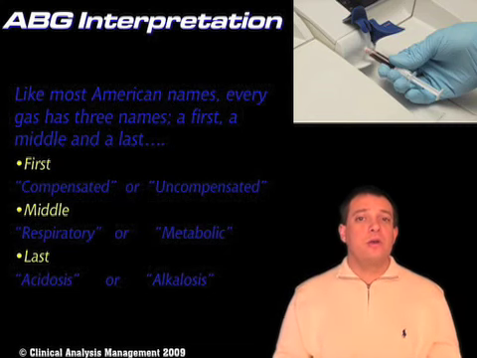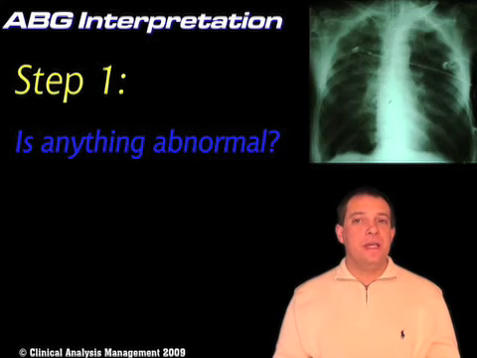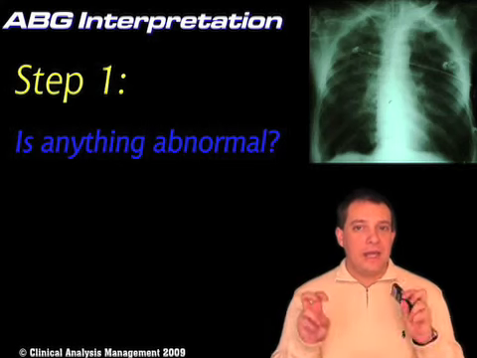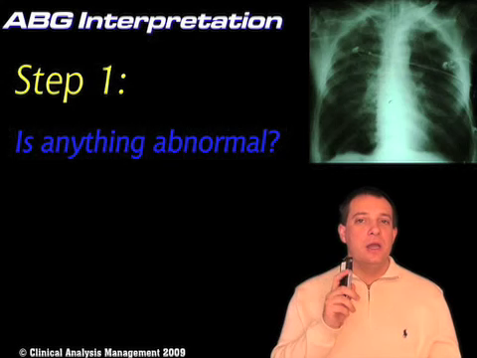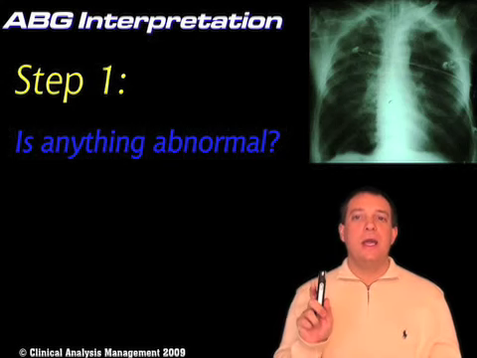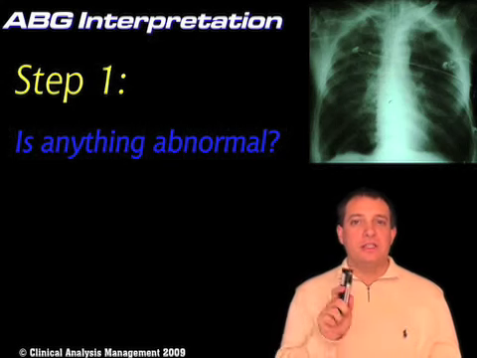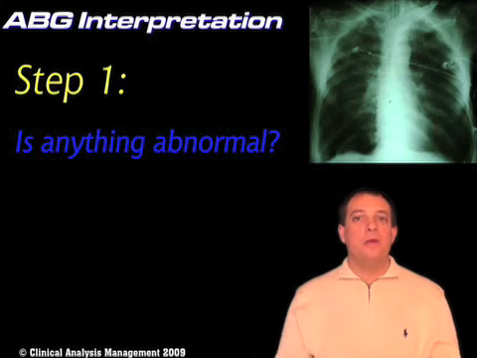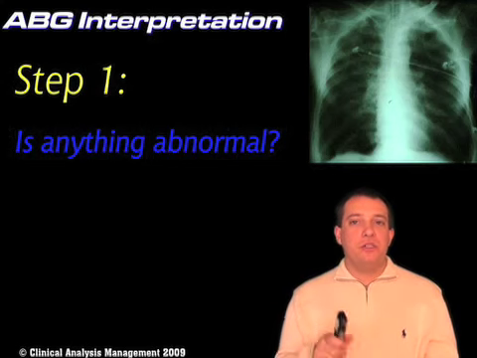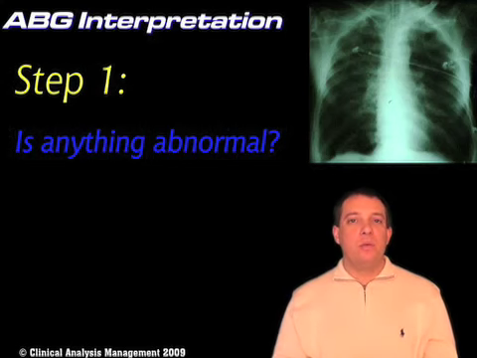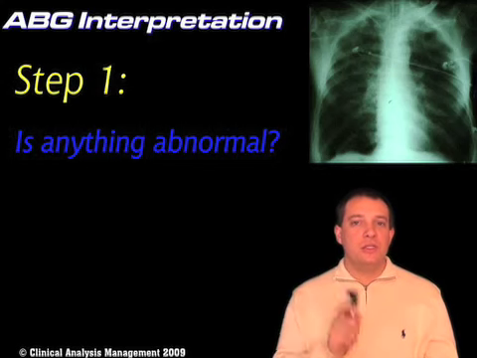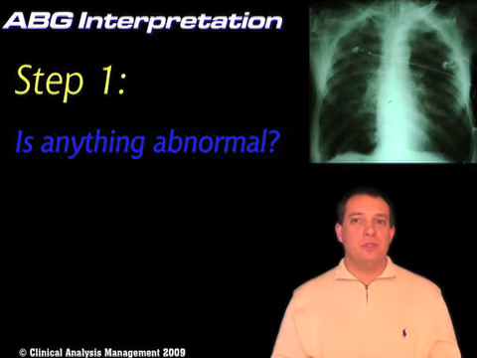What do you do? Well, the first thing you do is you ask yourself, is anything abnormal? And remember, when I said anything, what I was talking about was the pH, the CO2, and the bicarb. If the pH, the CO2, and the bicarb are normal, then you're already done. The ABG is normal. That's simple. But if any one of those three things is out of whack, then we need to proceed. So step one is anything abnormal: pH, CO2, or bicarb. If we look and we say yes, then we go on to step two.